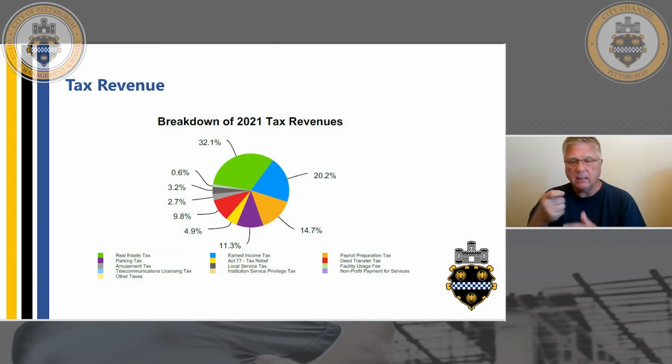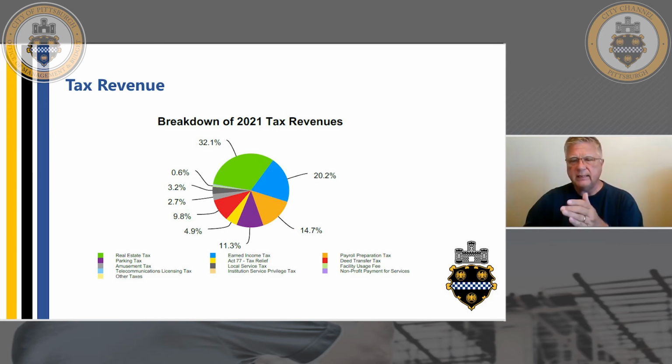Tax revenue, as the name implies, is really where we get most of our money in. And the biggest one is the real estate tax. So 32% of tax revenue is real estate. Then the next highest is earned income, payroll prep, parking, and then the Act 77 is the regional asset district tax relief.